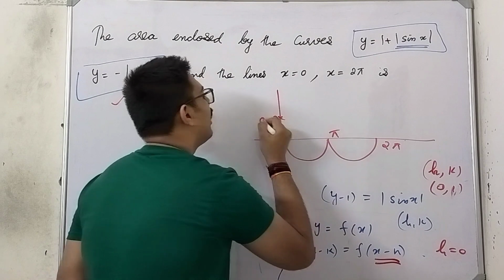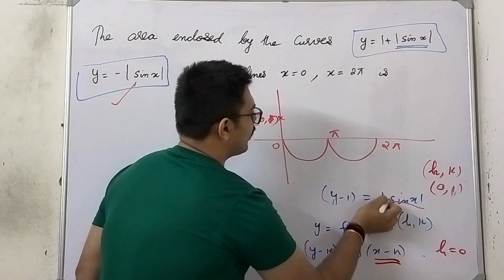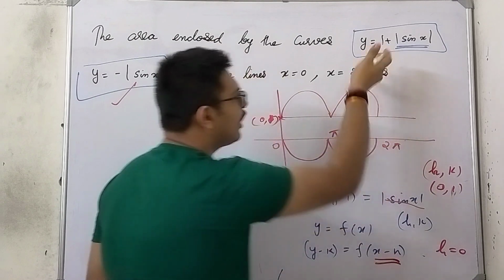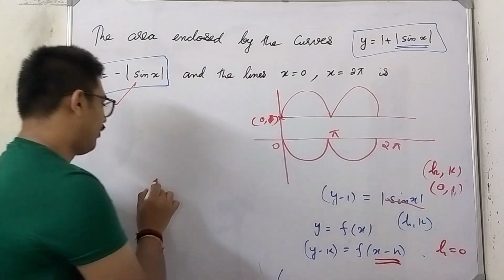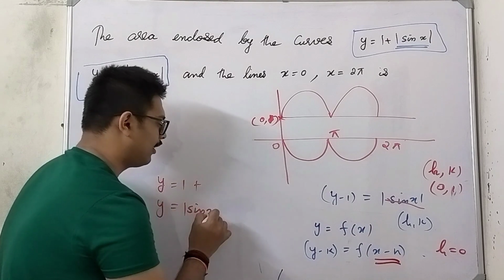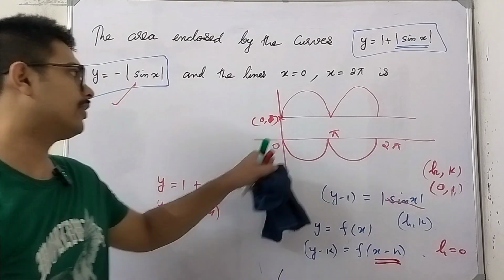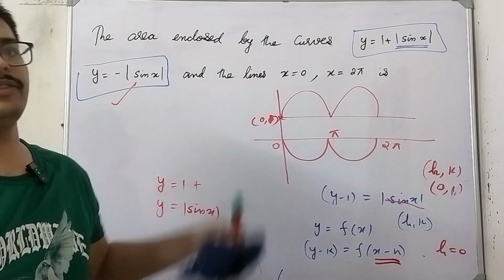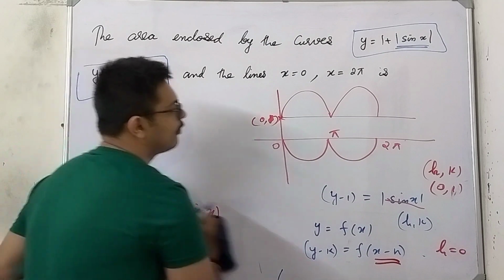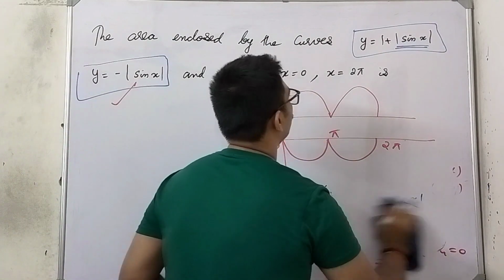This is the new origin, and just draw the graph of mod sin x. The mod sin x graph will be this graph which we have already discussed. Or you can directly draw it: you can draw the y equal to 1 graph plus the y equal to mod sin x graph. You can add these two graphs, which will also give the same result. Or you can relate it with the concept of origin shifting.